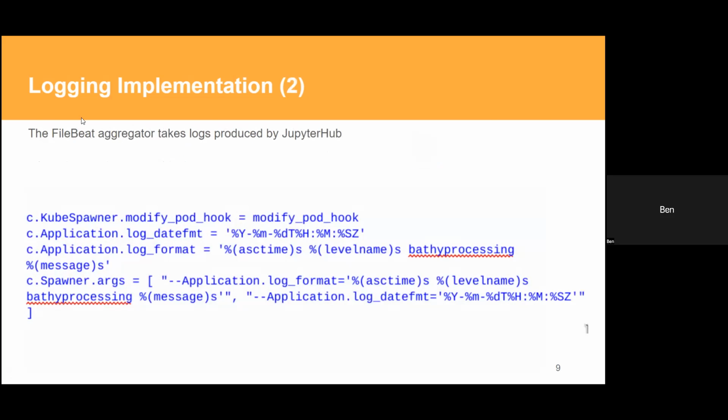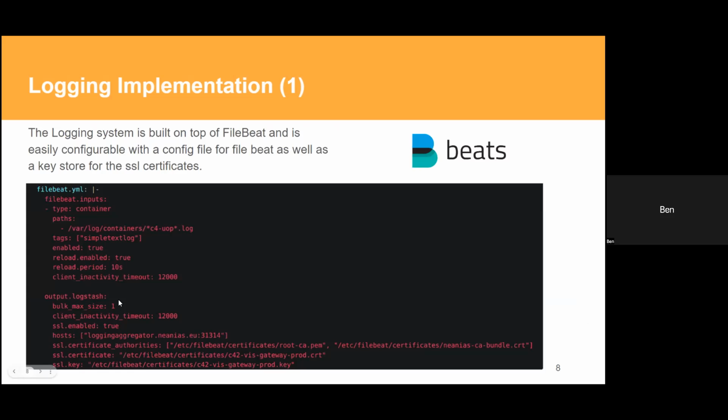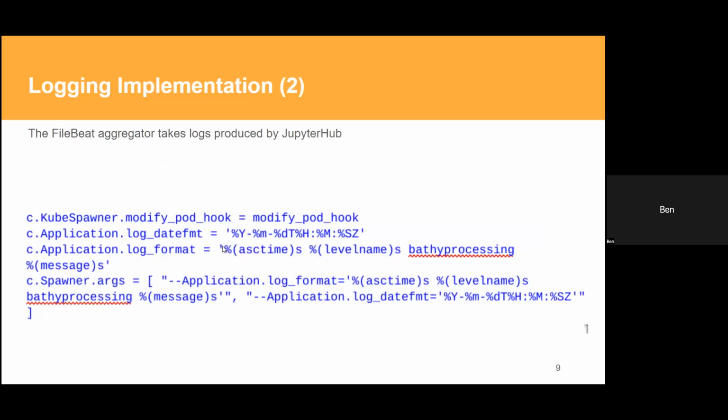So yeah, the FileBeat aggregator takes the logs produced by JupyterHub, which requires a small modification to the JupyterHub startup script, which defines the format that is best suited for FileBeat. And this just changes the time, the level, the messages. It's quite simple.